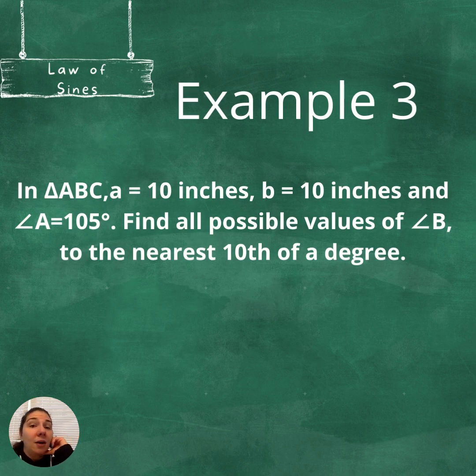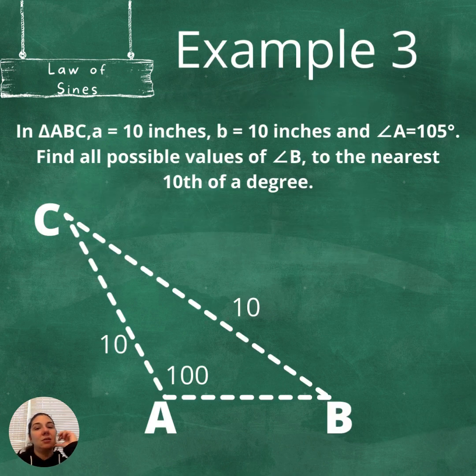So example 3, which I made up in my brain, says in triangle ABC, a equals 10 inches, b equals 10 inches, and the measure of angle A is equal to 105 degrees. Find all possible values of angle B to the nearest tenth of a degree. If you draw this, this is what it would look like. And again, this information isn't right. I mistyped it. If you look, A is 100 in the picture, but 105 in the problem. So I'm sorry about that.